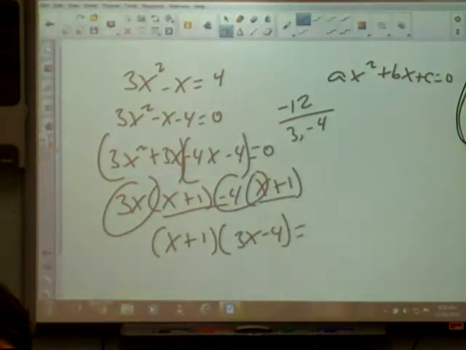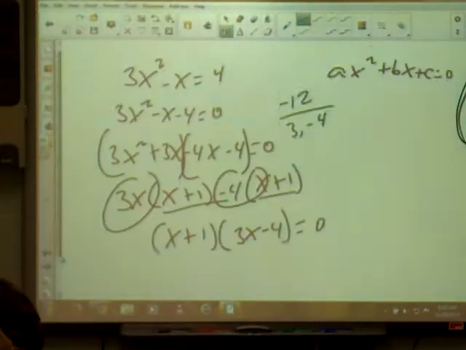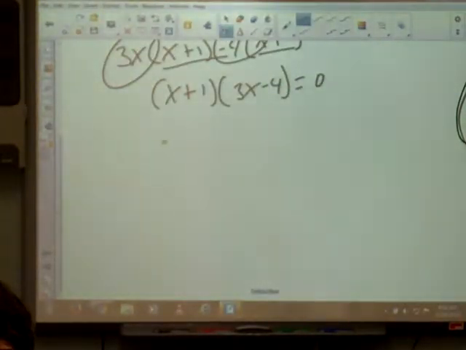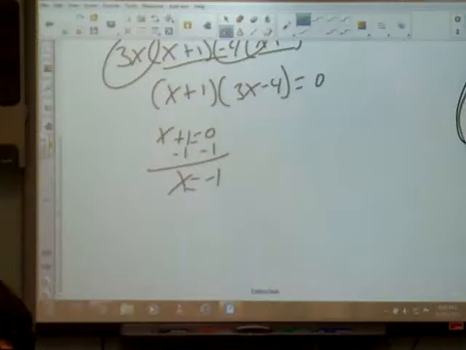Good. Now all week long we've been done there. But now we got to do what we did on the last problem and set both of those equal to 0 to solve. So x plus 1 equals 0. That's an easy one-step thing. Just negative 1, right? Okay, 3x minus 4 equals 0.